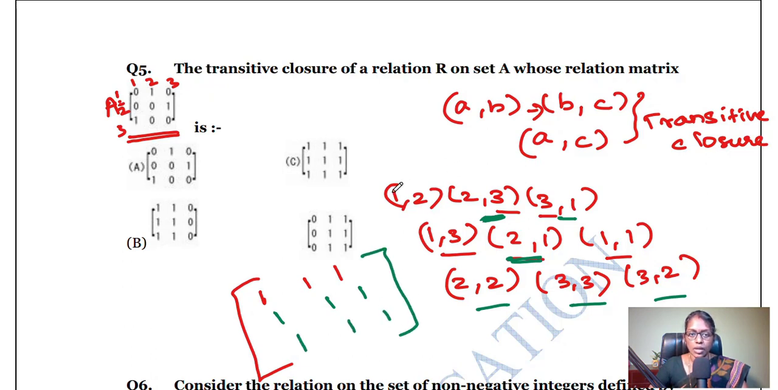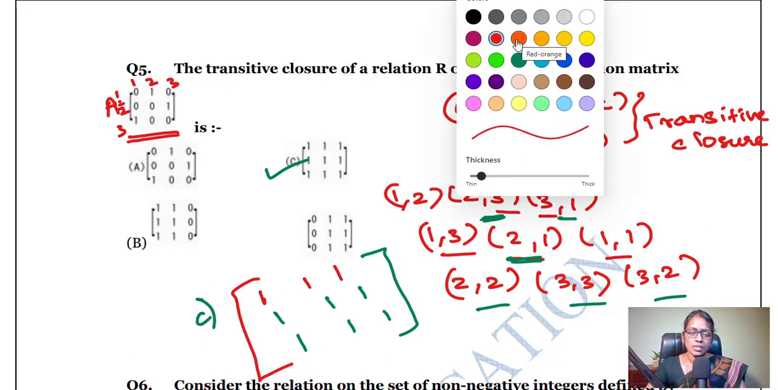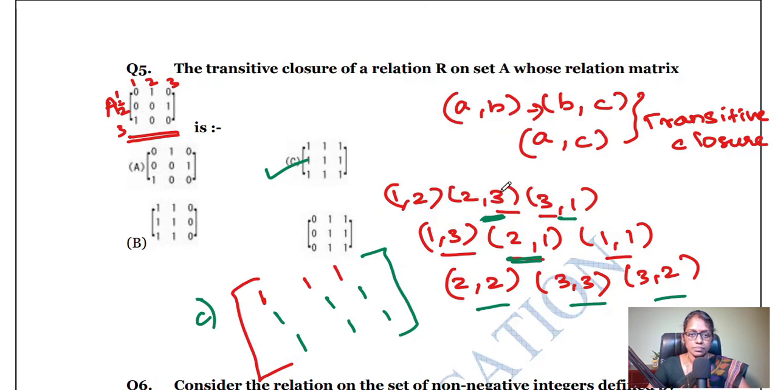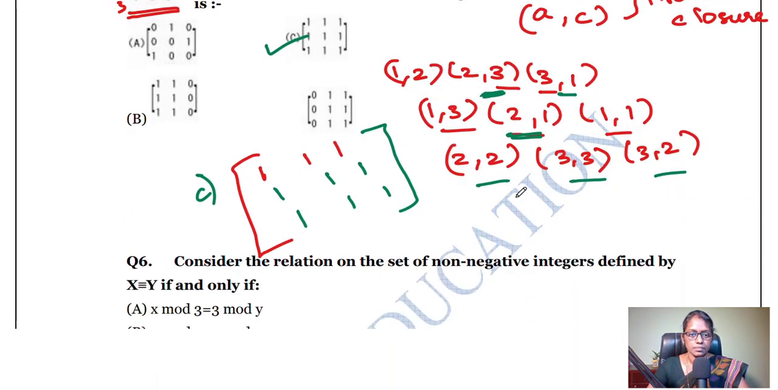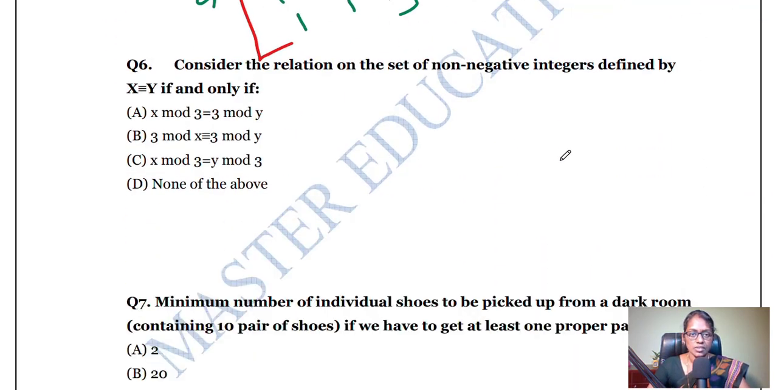So the equivalent transitive closure of a relation R on set A whose relation matrix is this matrix. So this is the given matrix. The transitive closure of this matrix is option C. Okay, so option C is the equivalent transitive closure. Clear? Yes.